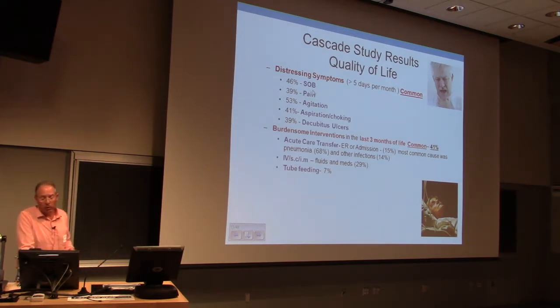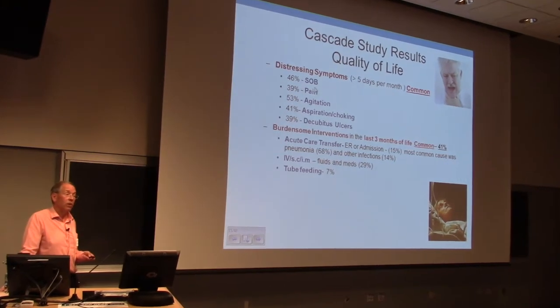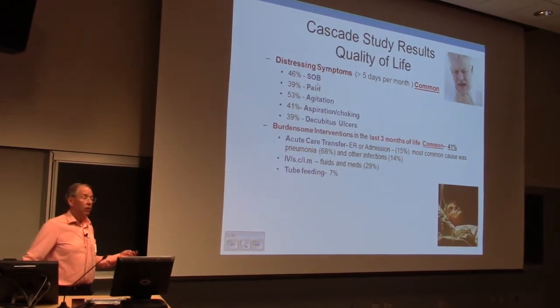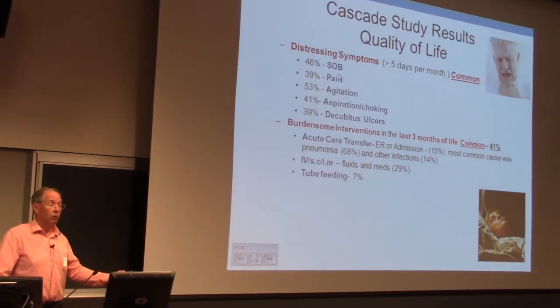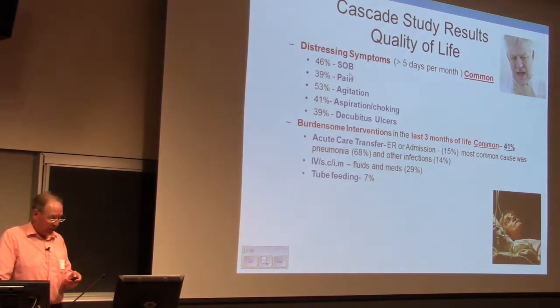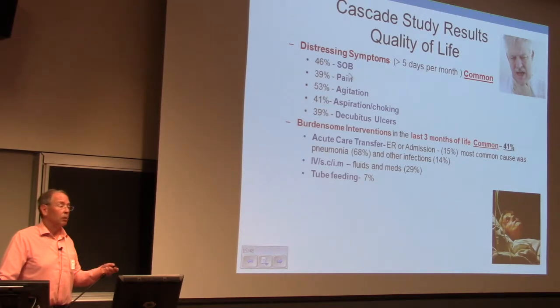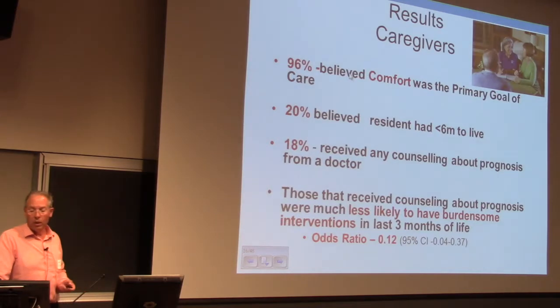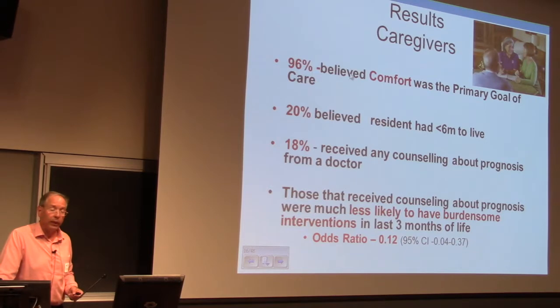Now, the other interesting thing they found was that 41% of people had burdensome interventions in their last 3 months of life. They had transfer to acute care. People were being sent to acute care, even though they were going to die in 3 months. People had IVs put in, and 7% of people had tube feeding done, which is very uncommon in our environment, but a little bit more common in the US or some other countries. Now, to me, this was really eye-opening.